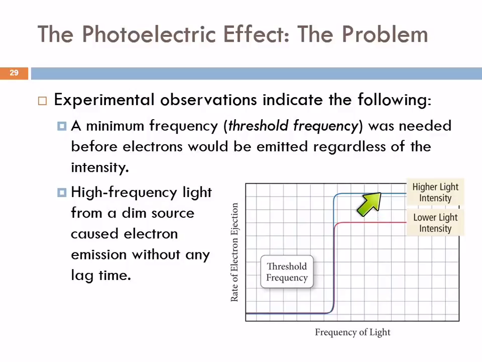Intensity does have an effect. Higher intensity will get you more electrons, a higher rate of electrons, but intensity is not the only thing. At low frequencies, lower energy of the wave, it doesn't matter how intense the light was, it's not going to eject electrons. Any questions? This is suggesting that light acts as a particle. We've seen that light acts as a wave, but light can also act as a particle.